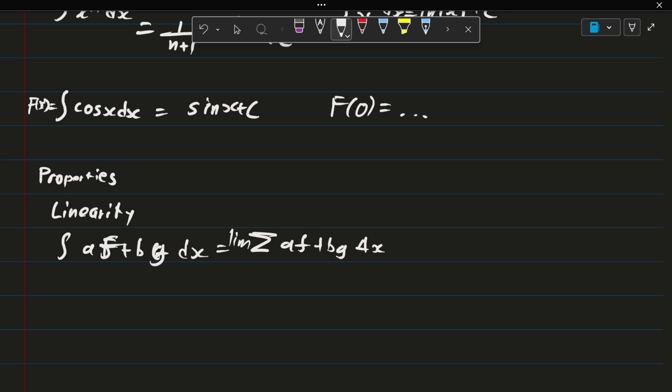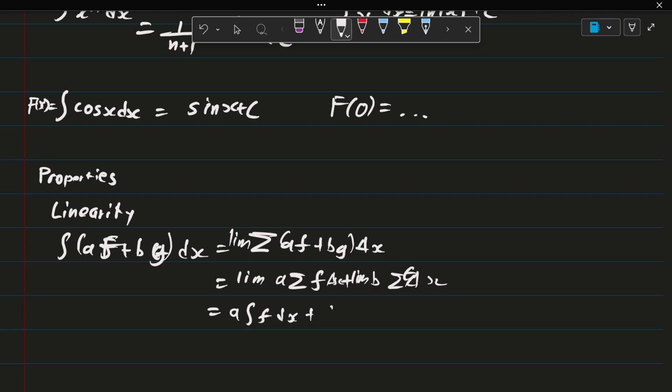And you pretty much take the limit, right? And so remembering that sums are linear, you could just write this as a times the sum of f delta x, plus b times the sum of g delta x. And so with each of the limits here, pretty much limits are also linear, what you get is that this is a times the integral of f dx plus b times the integral of g dx.